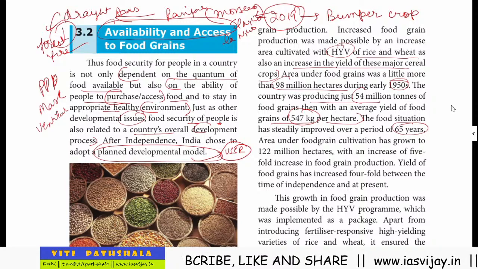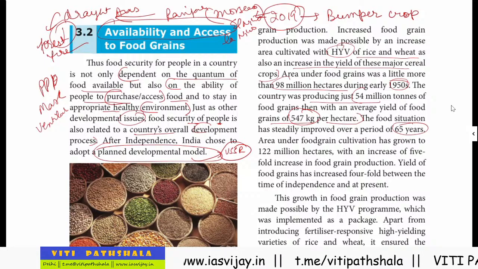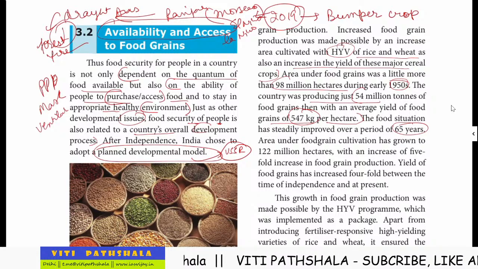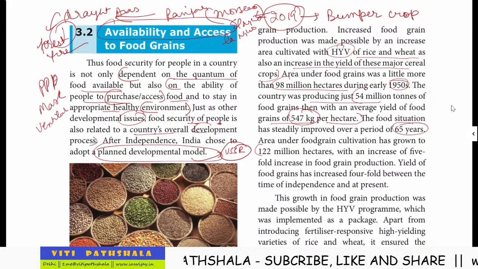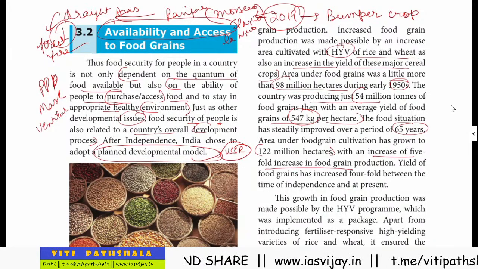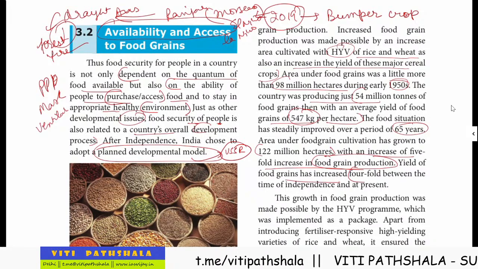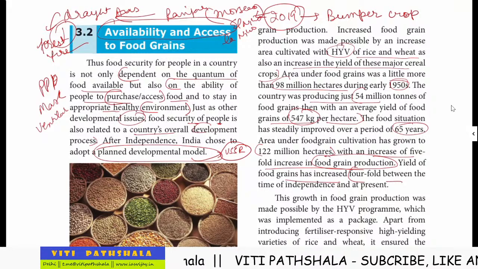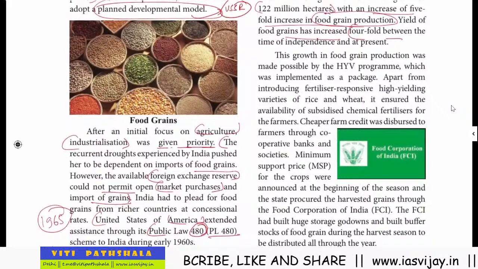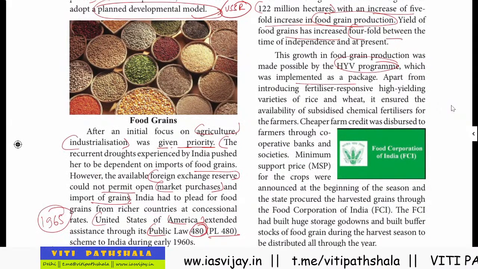And that the UPSC can ask you this question in your mains or the prelims about the La Nino or the El Nino. Now, area under the food grain cultivation has grown to the 122 million hectares with a five-fold increase in the food grain production. Yield of the food grains have increased fourfold between the time of the independence and at present. This growth in the food grain production was made possible by the HYV program, which was implemented as a package.